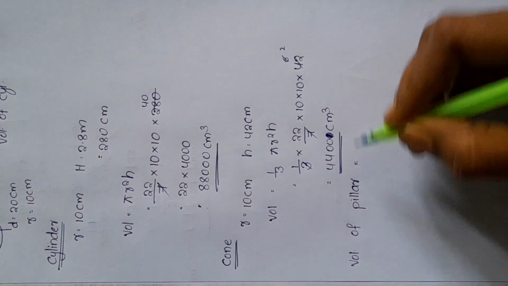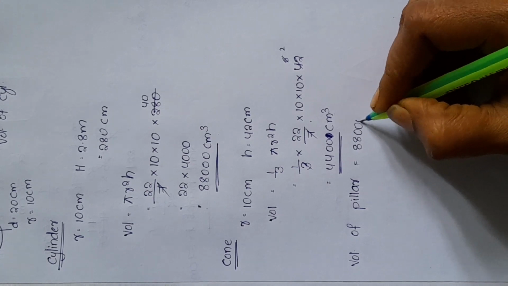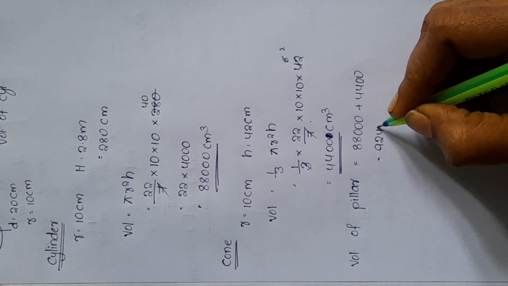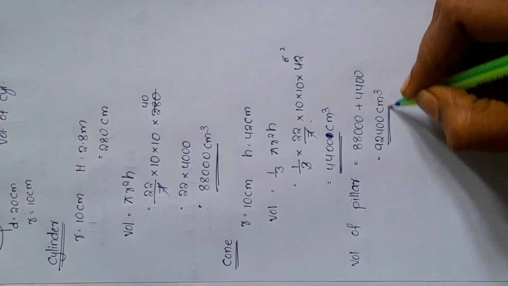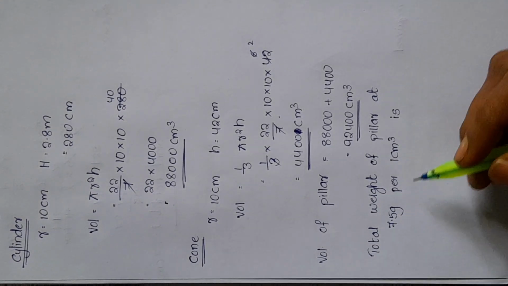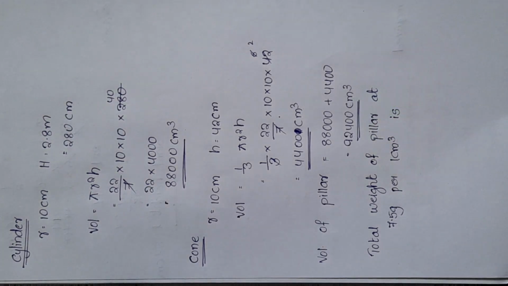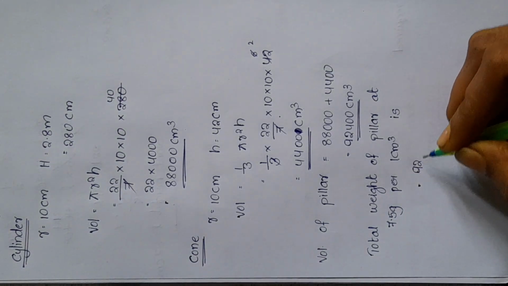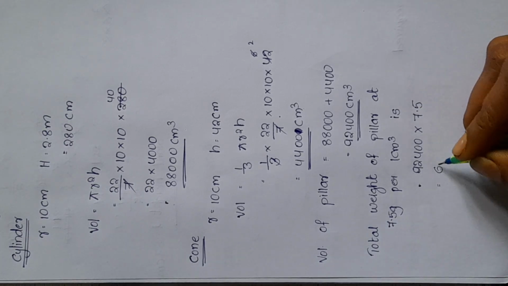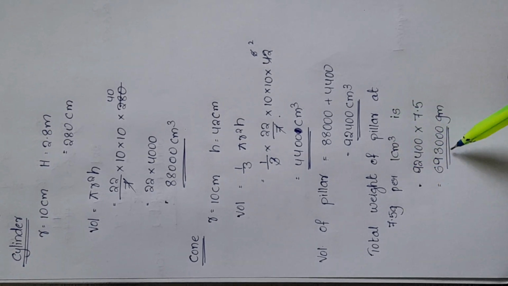Now the volume of the pillar is found by adding these two values, that is volume of the cylinder plus volume of the cone. 88,000 plus 4400. On adding these two values, we get 92,400 centimeter cube is the volume of the pillar. And finally, we should find the total weight of the pillar at the rate of 7.5 grams per 1 centimeter cube. Here for 1 centimeter cube, it is 7.5 grams. But the total volume is 92,400. So, this becomes 92,400 into 7.5. On calculating, we get 693,000 grams is the total weight of the pillar.